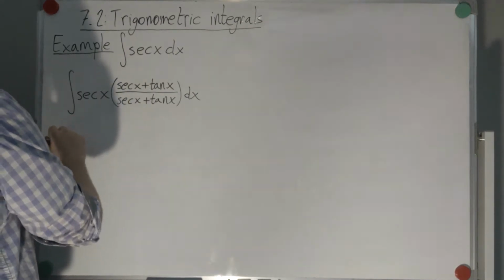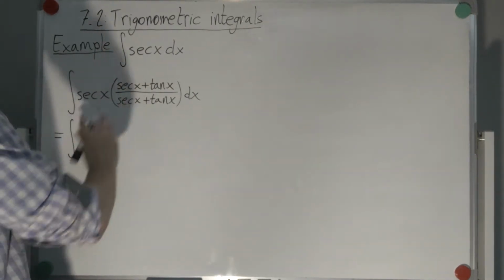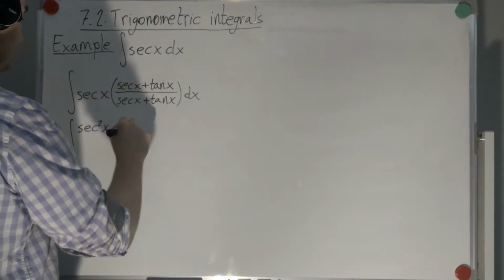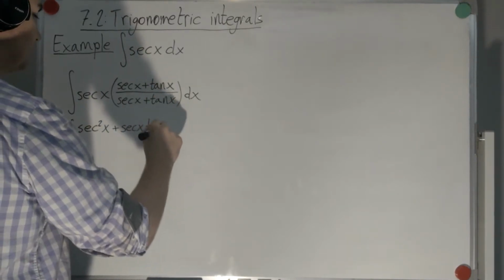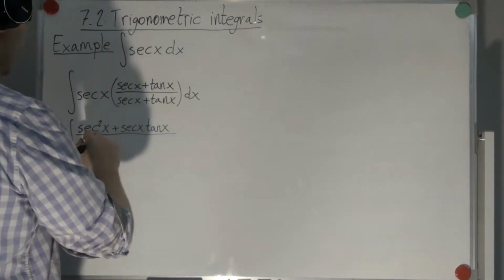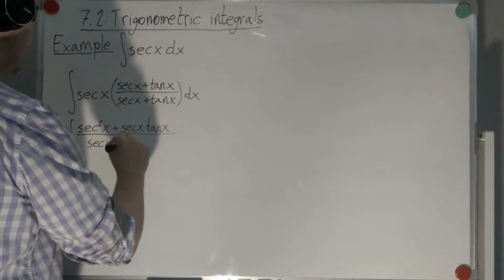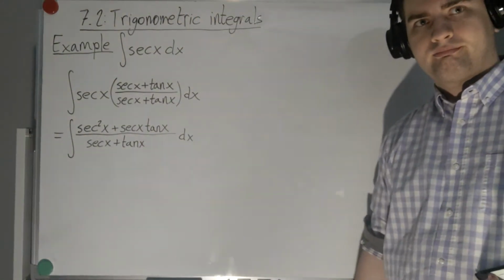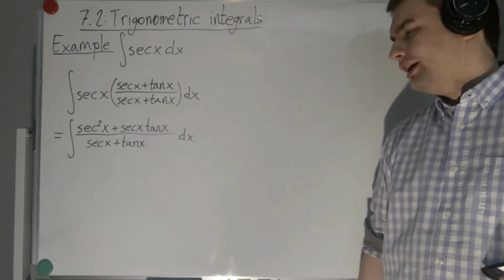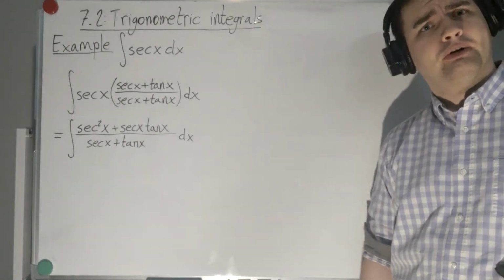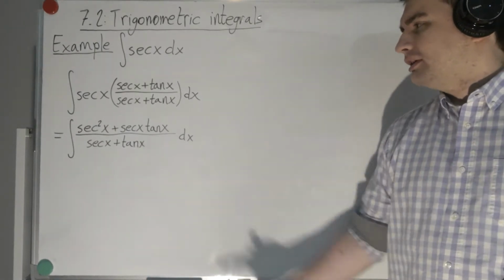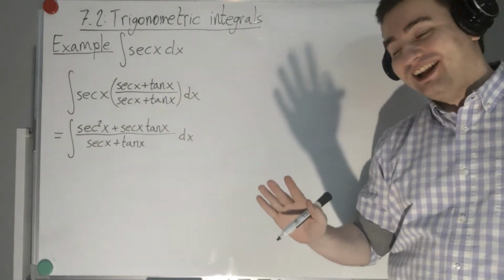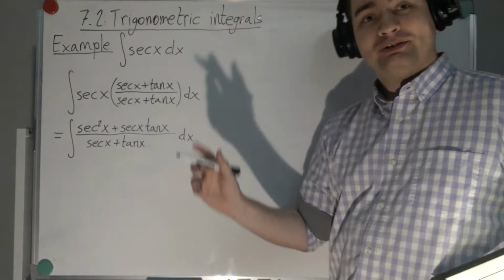So now at this point, let's try distributing that secant x through to these two things. So we get secant squared x plus secant x tangent x. All of this is divided by secant x plus tangent x dx. All right, so I guess so, right? But at this point, you look at this and you're like, I don't see how this is easier than this. But it is, okay? It is, because now we can do a u substitution on this.